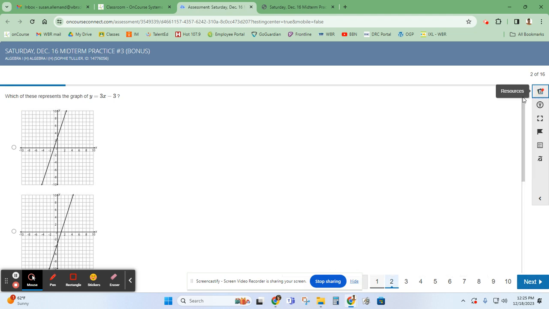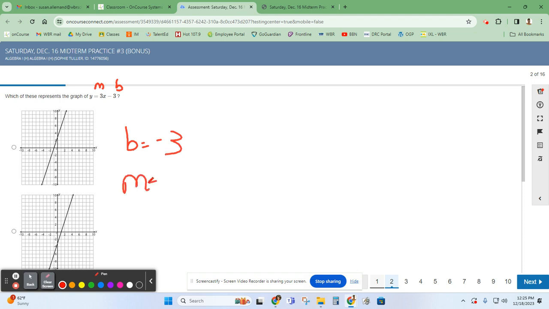Okay, and the next one, which of these is the graph. I'm going to think about my mx plus b. So my y-intercept is -3. My slope is 3/1. So I'm looking for the y-intercept to go at -3. That's not it. That might be it. Does it go up 1, 2, 3, then over 1? Yes, it does. So that is the right one.